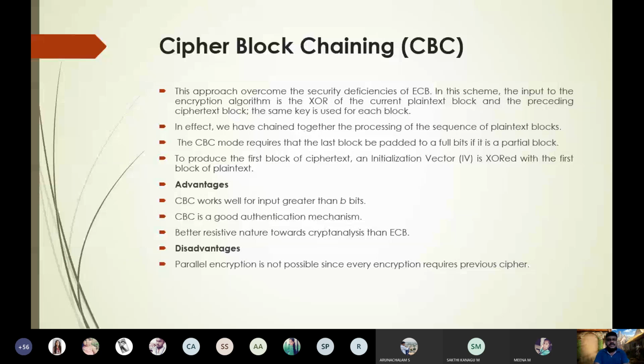This authentication will be very good in the cipher blockchain, right? And what is the third one? Better resistive nature towards cryptanalysis. What is that resistive? What is the meaning of resistivity? Not in our subject, but what is the general meaning of this resistivity?